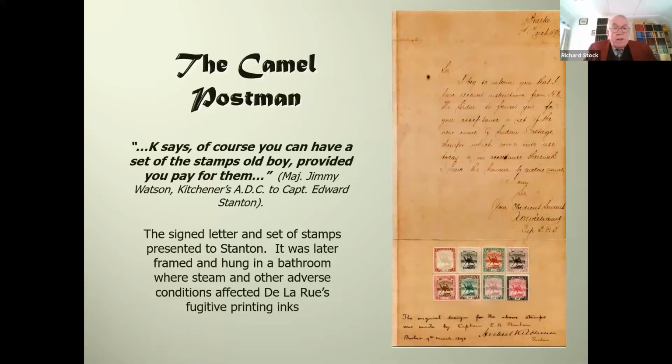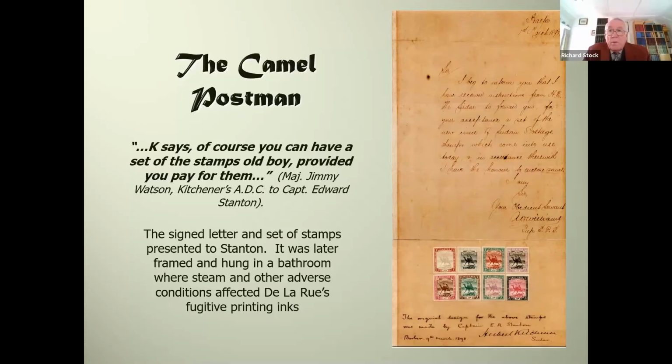Watson's reply to Stanton. Now, this signed letter and set of stamps was presented to Stanton, and his descendants, unfortunately, had it framed and it was hung in a bathroom. And of course, the atmospheric conditions to which it was subjected meant that the colours of a lot of the stamps have faded, and that was due to De La Rue using fugitive ink.